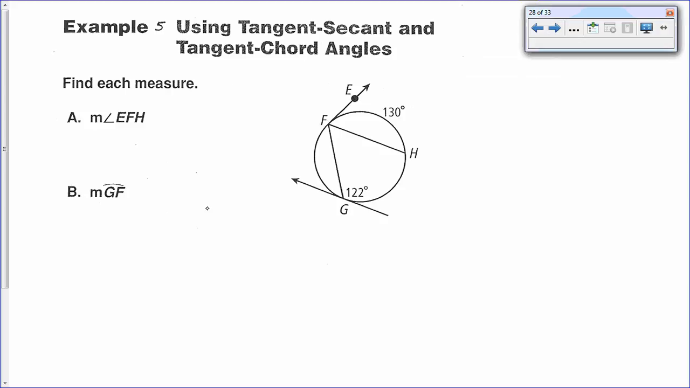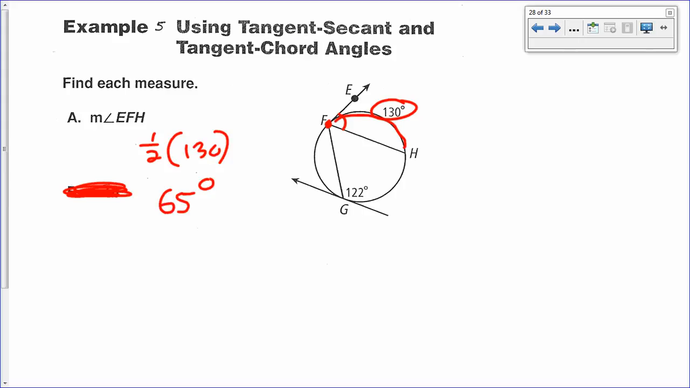Right here, I'm going to omit B. We're just going to do A. Angle EFH, that's one of those angles that's on the circle again. It's formed by a tangent and a secant, so it's just going to be half of the intercepted arc. There's my intercepted arc, 130. So I'm just going to do half of 130. So we're back to the easy ones, which is 65.